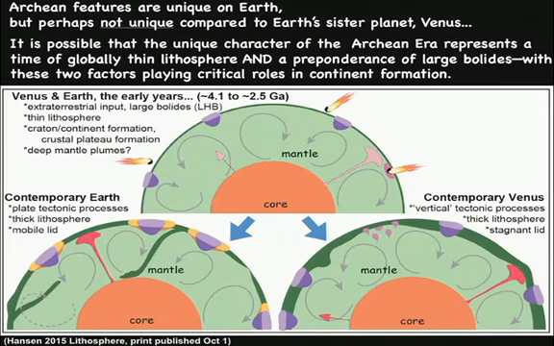Venus is very different, with stagnant lid tectonics. Earth is into a plate tectonic mode. And by looking at the two of them in compare and contrast, we can learn more about planetary dynamics.